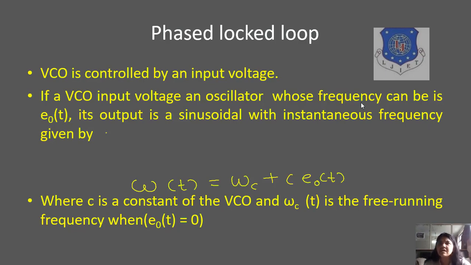E0(t) would be 0 only when the input signal and the feedback signal are both the same. So E0(t) would be 0. That is only the ideal case, when these two components are the same. In practical situations, it can happen by adjusting the loop filter response, by adjusting the voltage controlled oscillator frequency.